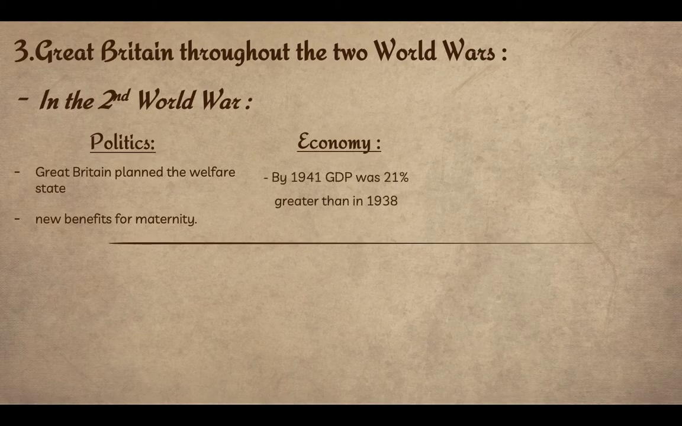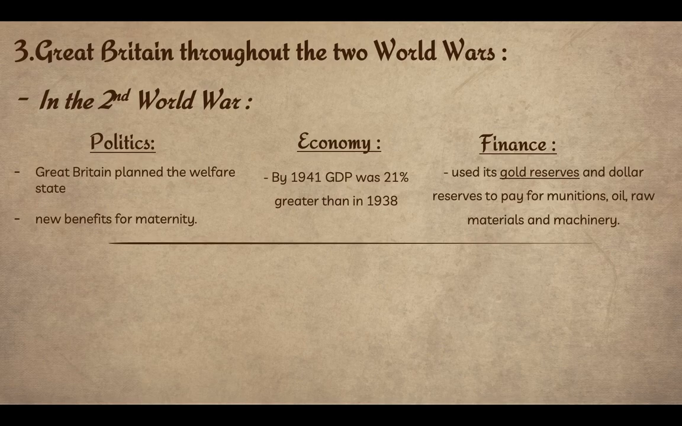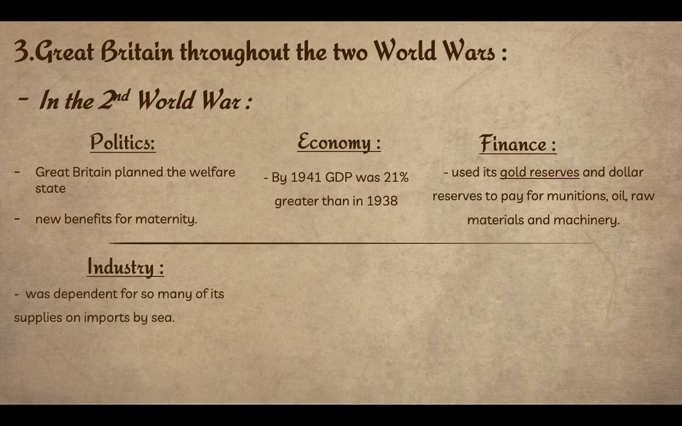About the economy, by 1941, GDP was 21% greater than in 1938. About finance, the government used its gold and dollar reserves to pay for oil, raw materials, and machinery. About industries, as an island nation, when the war broke out in 1939, Great Britain was dependent for so many of its supplies on import by sea. Industrial production was reoriented toward munitions and output.